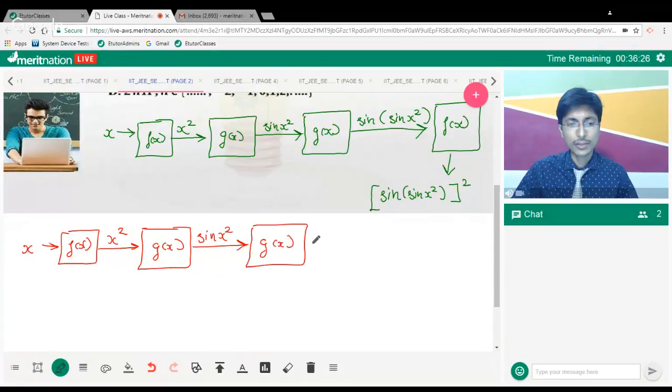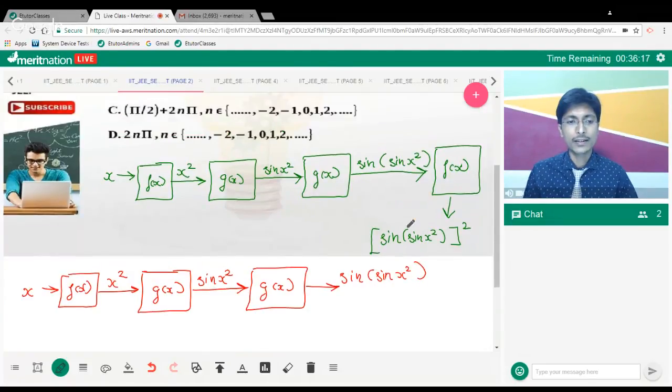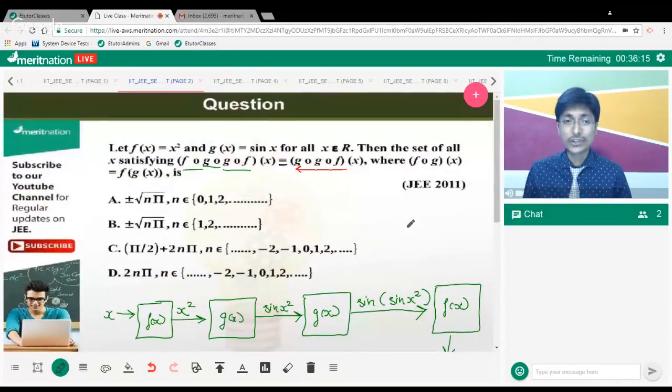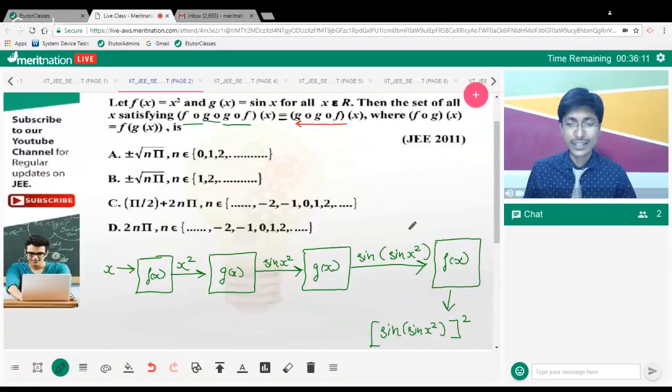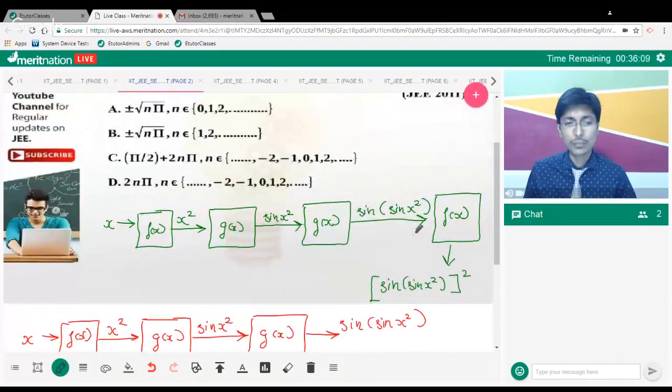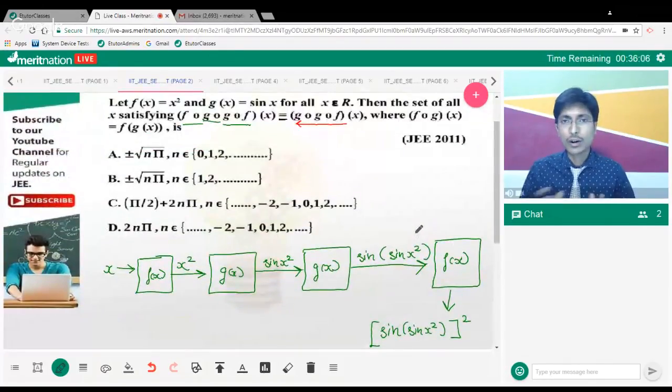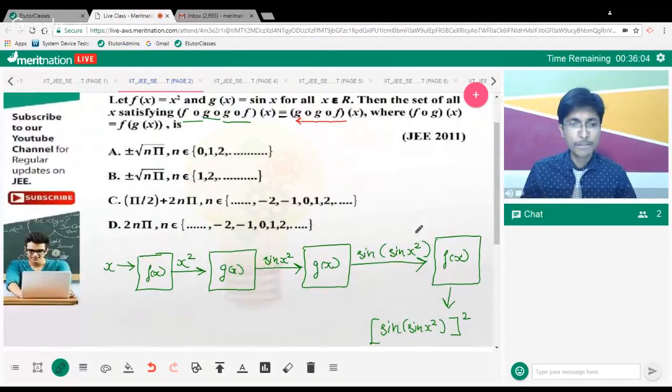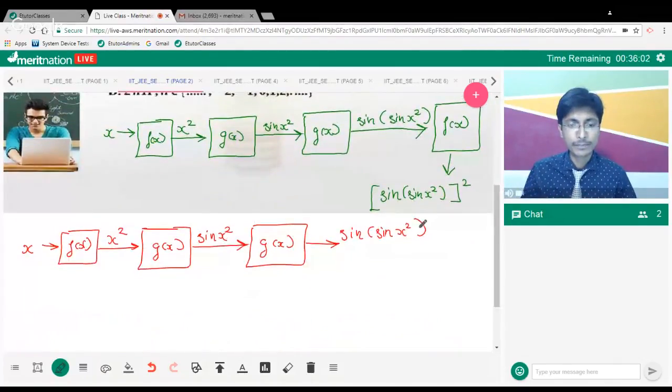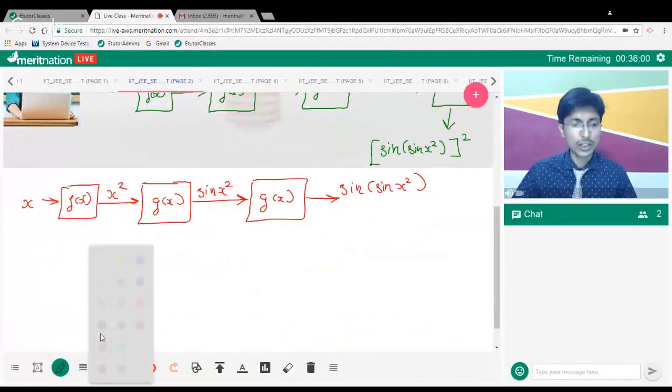So what will be my output? Sine of sine x square. Okay. Now, as per given in the question, these both things are equal. So I can equate both of them, the outputs which are coming through the two composition machines. So what I will do is simply I'll equate both of them.